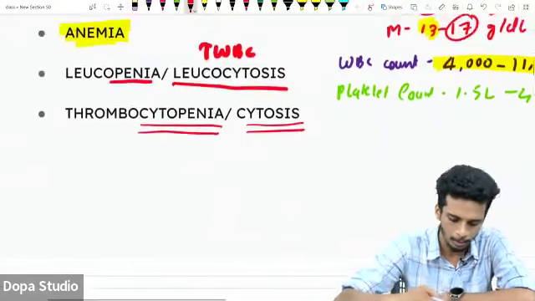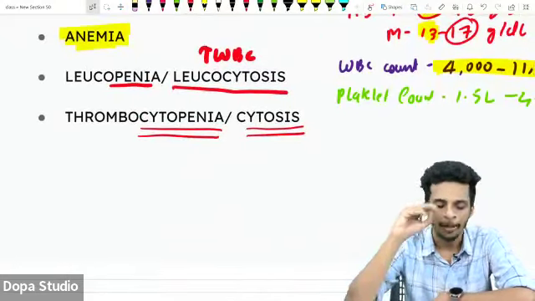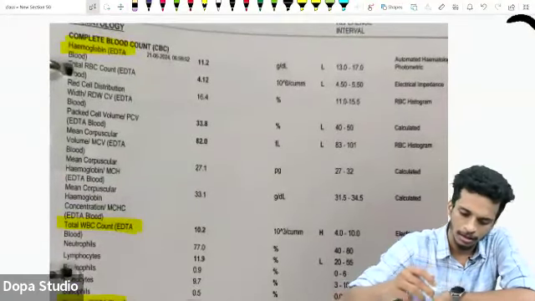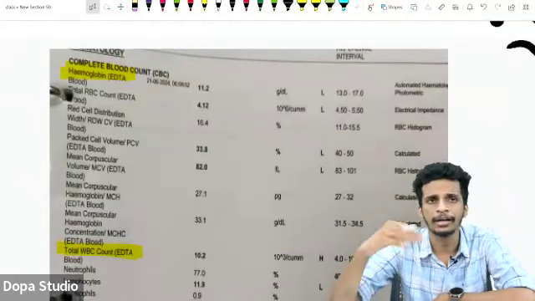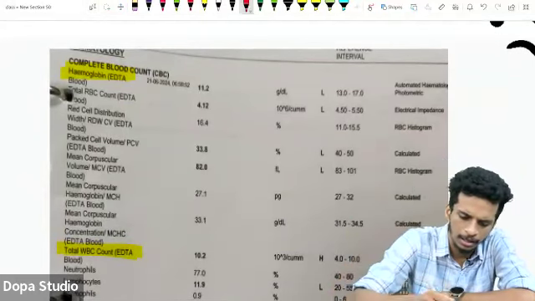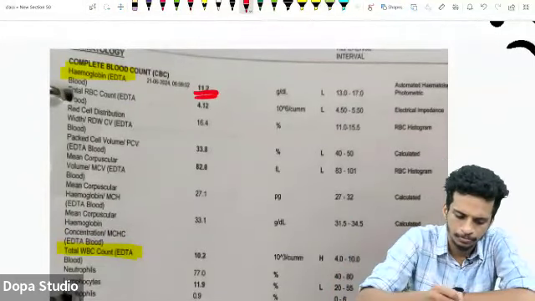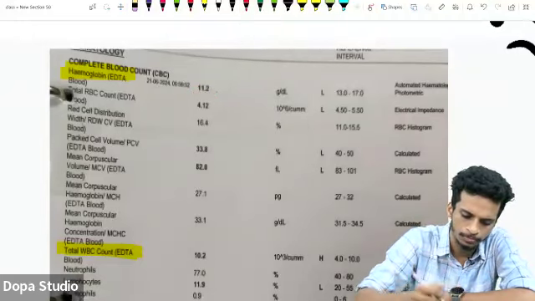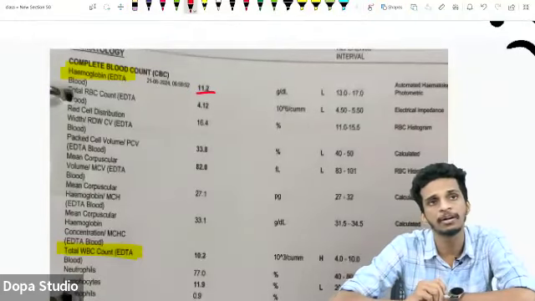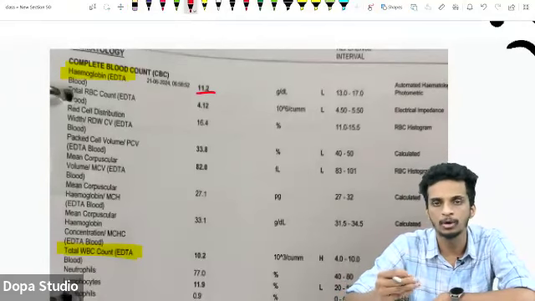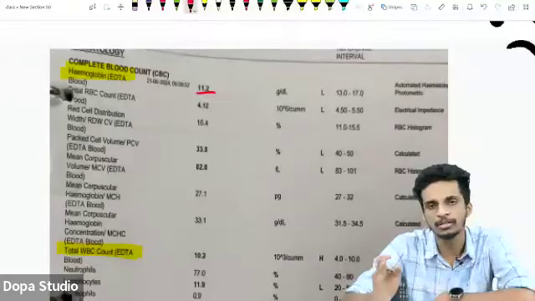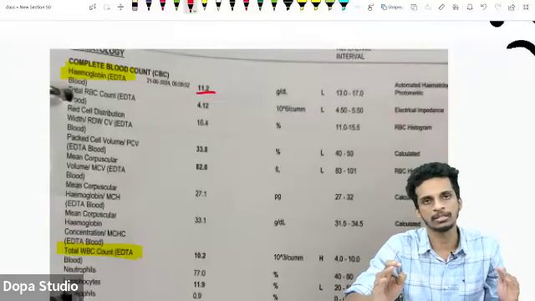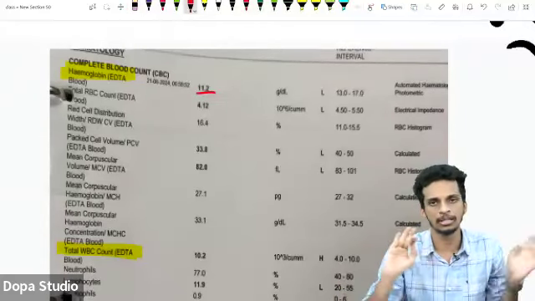Now let's come to the point. So let's come again to the CBC. In the CBC, we don't know whether it's the CBC of a male or a female. Here the HB is 11.2. Since HB is 11.2, we know that it's below 12. So whether this person is female or male, it's still anemia because it is less than 12. Irrespective of the sex, it is anemia.